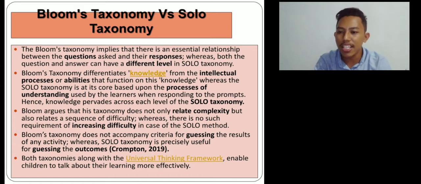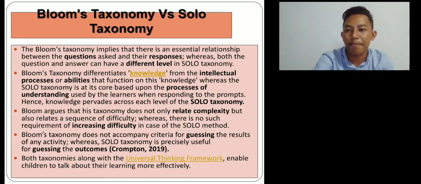Bloom argues that his taxonomy does not only relate complexity, but also relates a sequence of difficulty, whereas there is no such requirement of increasing difficulty in the SOLO method. Bloom's taxonomy does not accompany criteria for guessing the results of any activity, whereas SOLO taxonomy is precisely useful for guessing the outcomes. Both taxonomies, along with a universal thinking framework, enable children to talk about their learning more effectively.